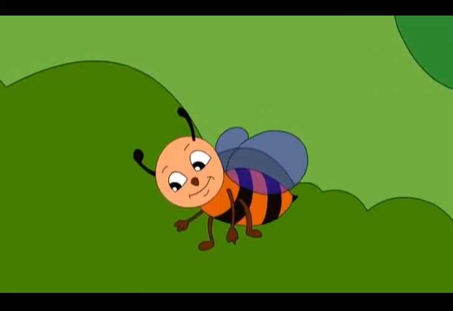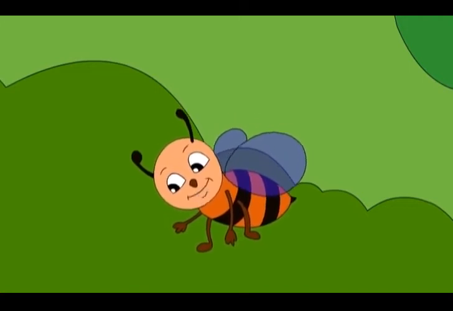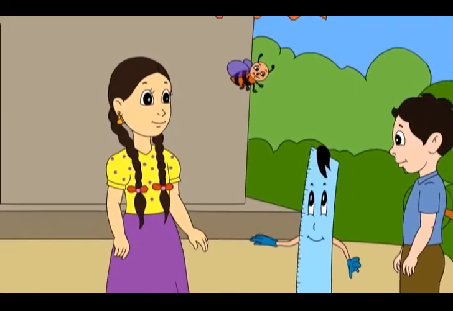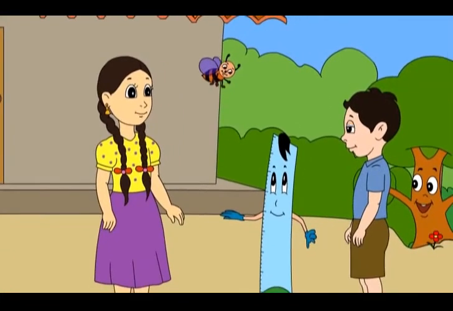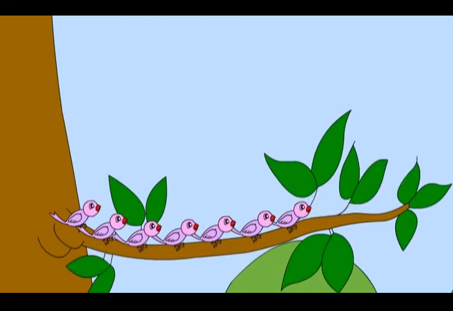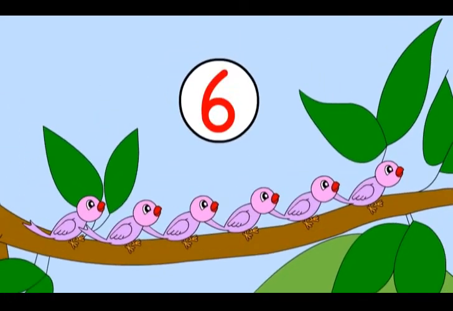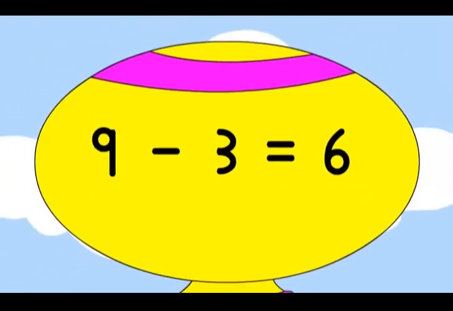Hey, to subtract is lots of fun. Meenu, shall we do more? Okay, let us look around and play more. Look, there are 9 birds sitting on that tree. 3 fly away. How many are left? 6 birds are left. So 9 minus 3 equal to 6.